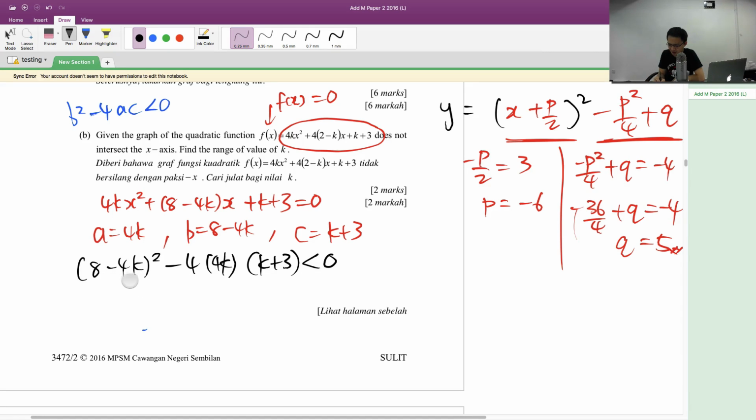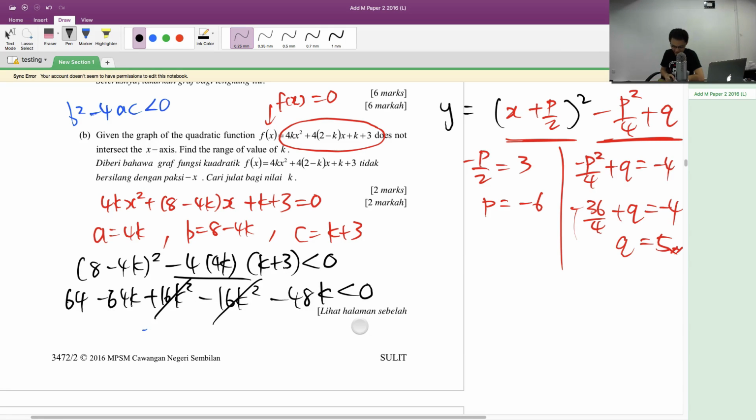So this one basically, just solve: 64 minus 64k plus 16k squared, and then this is minus 16k. So we get 16k squared minus 48k less than 0. And then we will solve this one. K squared and k squared we solve, this one and this one will join together, 64 and 48.